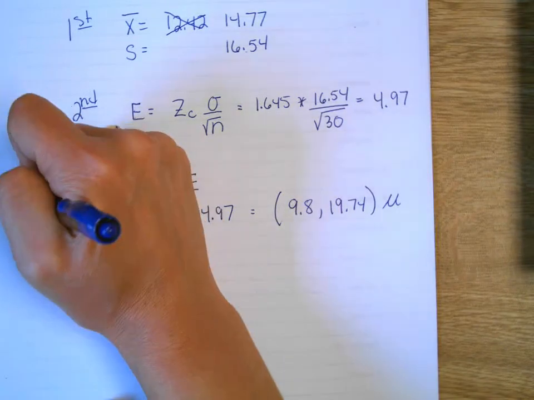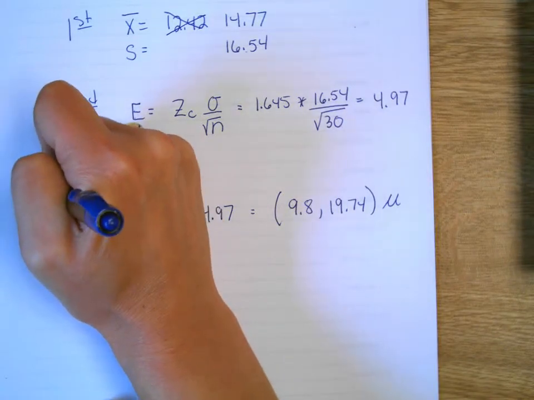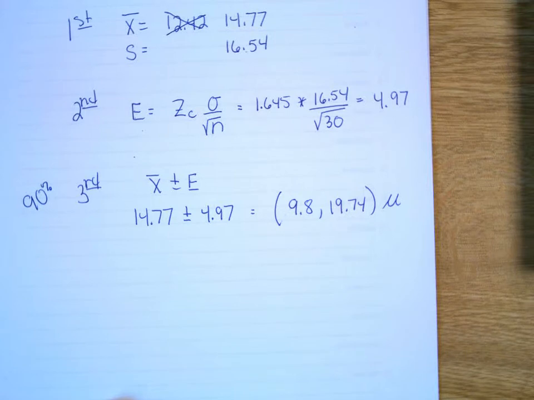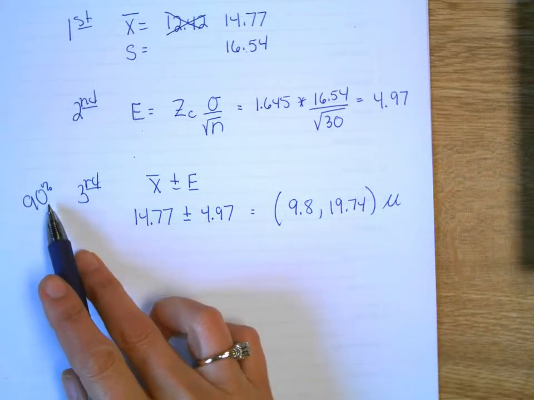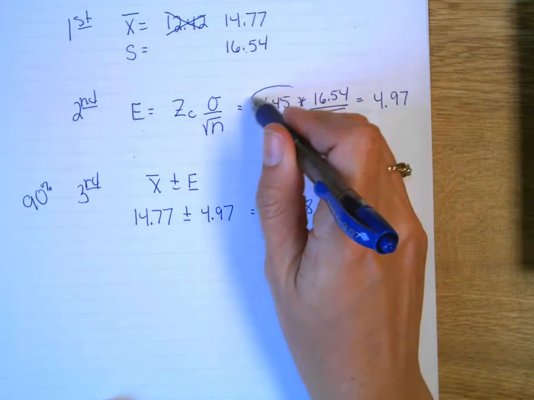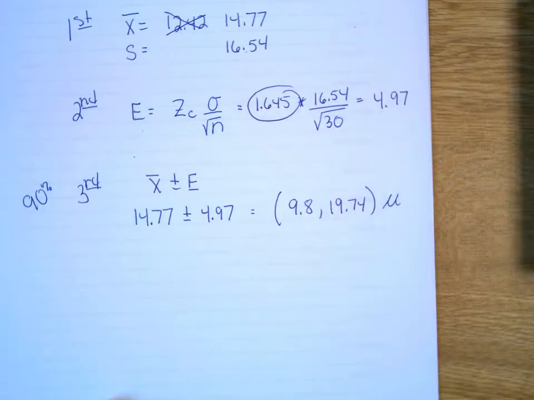Okay, that was the 90%. Where did the 90 come into play? In the z-score right here, because this was the z-score for 90%.